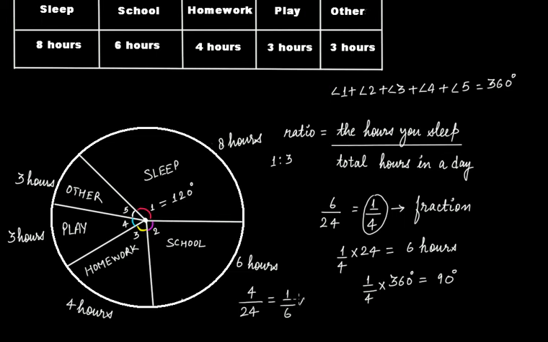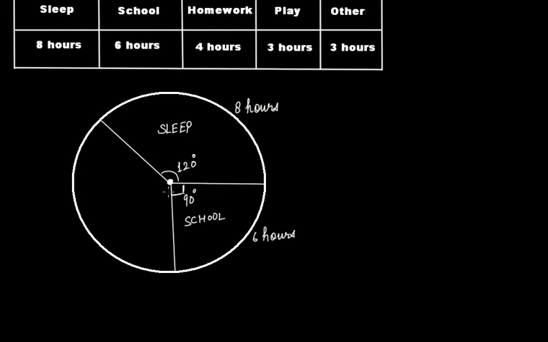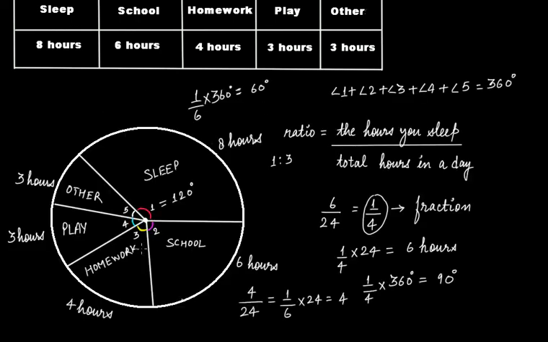Now, this is what fraction. 1/6 of 24 hours is actually what? Is 4 hours only. So if we take 1/6 of 360 degrees, this will give you the fraction of hours you use for homework. The fraction of 360 degrees will be 60 degrees. It means that when you make this sector for homework, this has to be 60 degrees. Now the baseline will be this one, right? From this baseline you will draw 60 degrees.